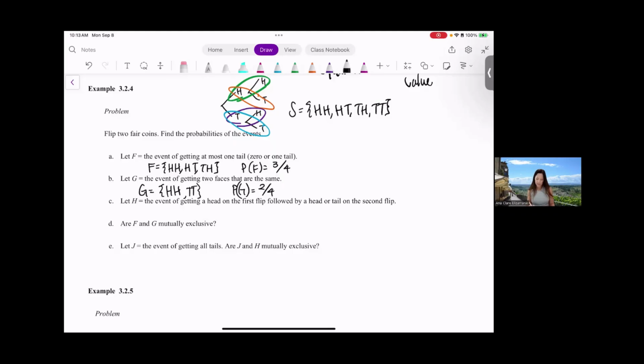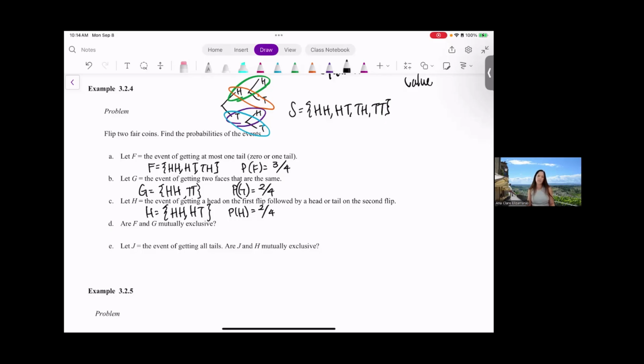H is the event of getting a head on the first flip and then followed by a head or a tail. So it doesn't matter what happens on the second flip as long as I get a head on the first flip. So H outcomes is heads, heads, heads, tails, and then tails, heads doesn't have a head first, and tails, tails doesn't have a head first. So the probability of this happening is 2 out of 4.